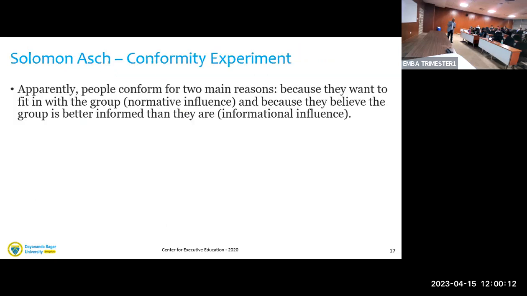Apparently people conform for two main reasons. Because they want to fit in the group. We all want to fit in, and we don't want to say anything against it; this is what is called normative influence. And because they believe the group is better informed than they are. So what if my group is actually right and I am wrong? That is the informational influence: maybe because five people have said something, it's good to agree with it.